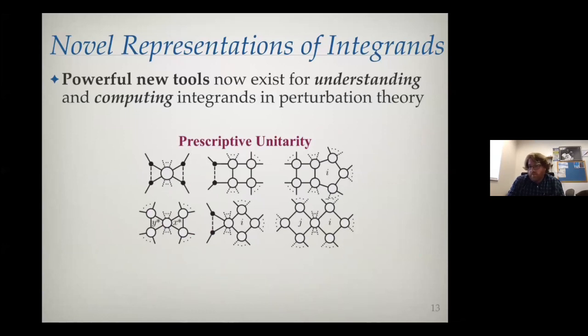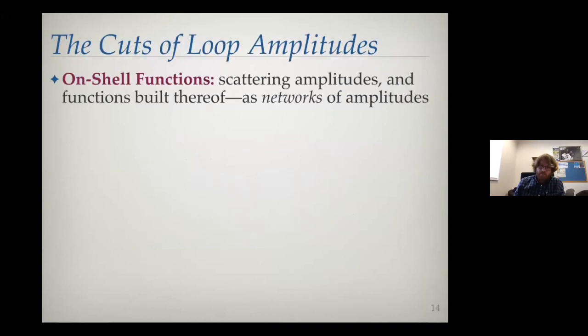But the one that I think has the most general applications, and is most powerful, is what I'm going to call prescriptive unitarity, which is just a slight refinement on unitarity. But the starring characters in all of these recent developments are these funny looking diagrams here, which are called on-shell diagrams, and they are the cuts of scattering amplitudes. So let me define those for you now, very briefly.